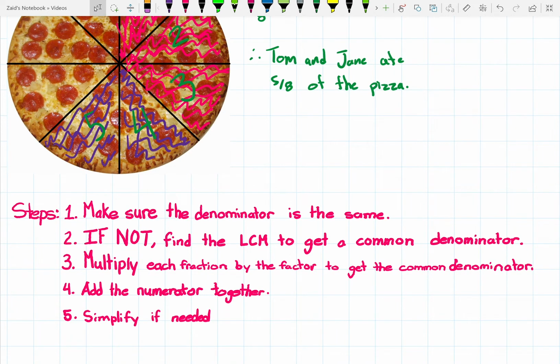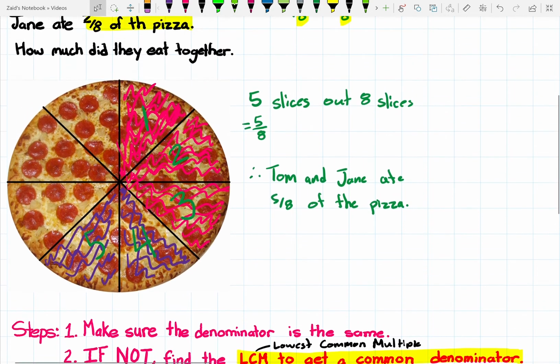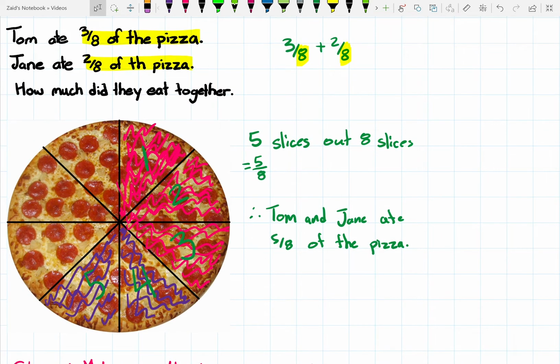But if it wasn't the same, we need to find the LCM to get the common denominator. What LCM stands for is lowest common multiple. But in this case, we don't have to use that. And then it says next to multiply each fraction by the factor to get the common denominator. In this case, since it is already a common denominator, I don't have to do any of that.